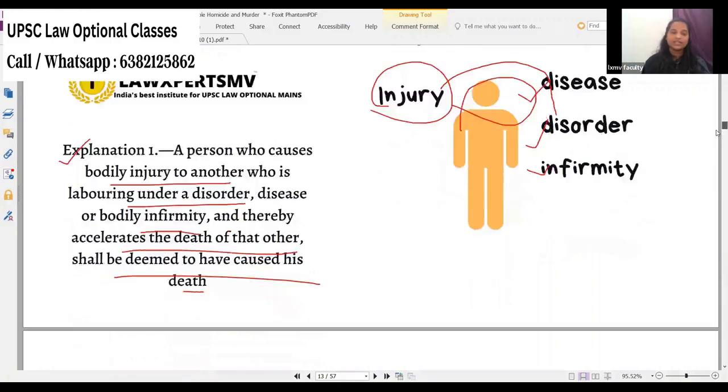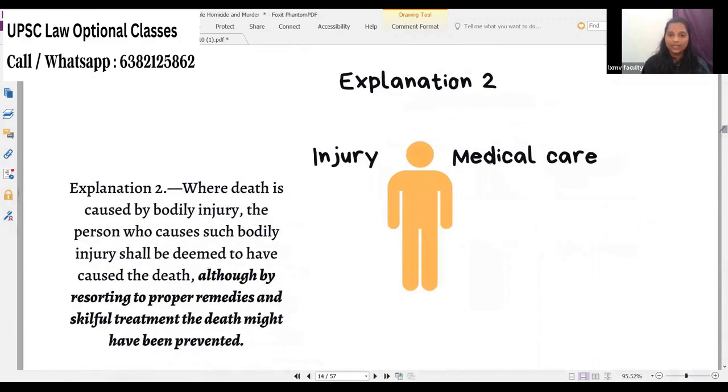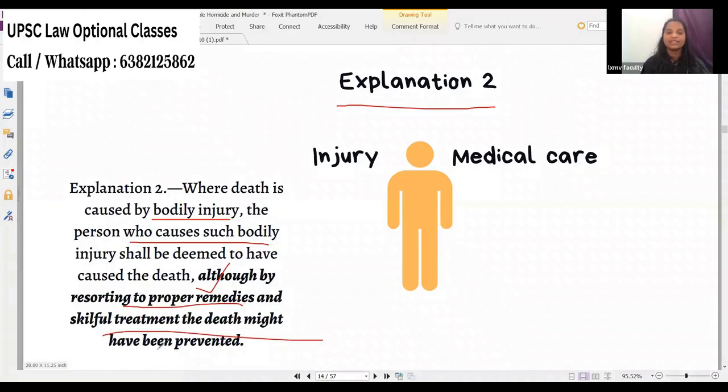Now, hope you understood Explanation 1. Let's go to Explanation 2. Explanation 2 says that where a death is caused by a bodily injury, the person who causes such bodily injury shall be deemed to have caused the death, although by resorting to proper remedies and skillful treatment, the death might have been prevented.